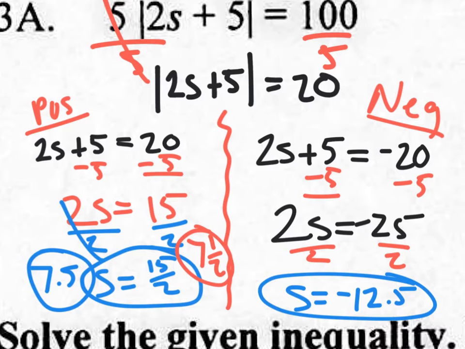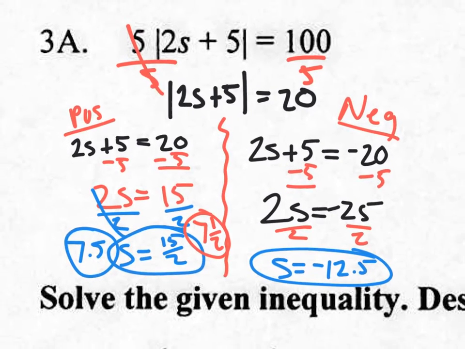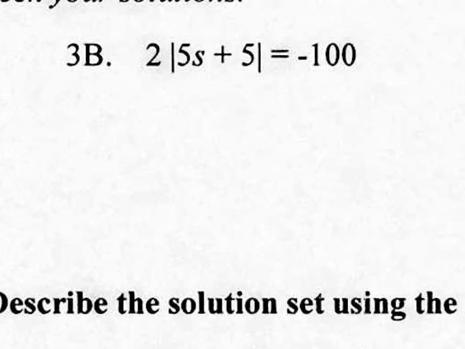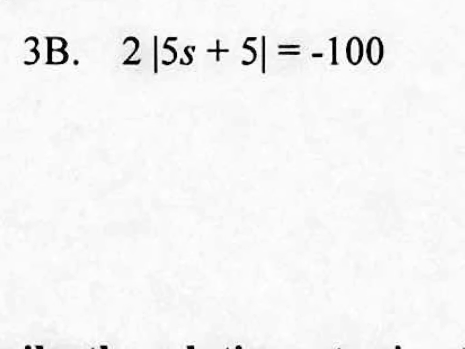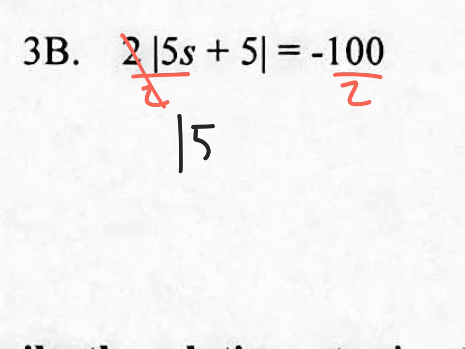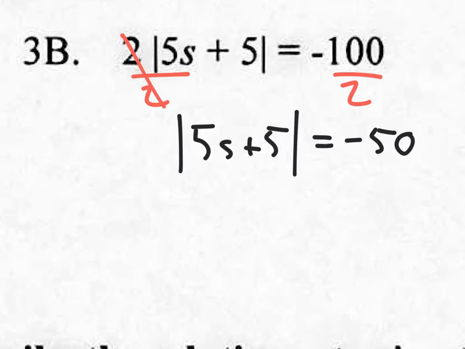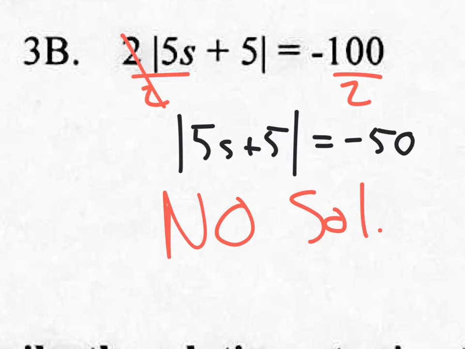Easy? Yeah. All right. Now, I might as well talk about this guy right here, 3b. If you divide by 2 and divide by 2, isolating the absolute value, you're going to have 5s plus 5 equals what? Negative 50. Now, at this point, I have an absolute value of something equaling a negative number. Now, that's impossible. So what do I say? No solution. Or you could do that, right? No solution symbol.